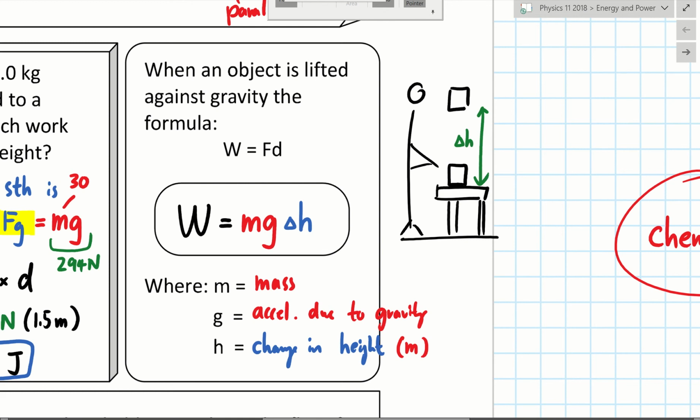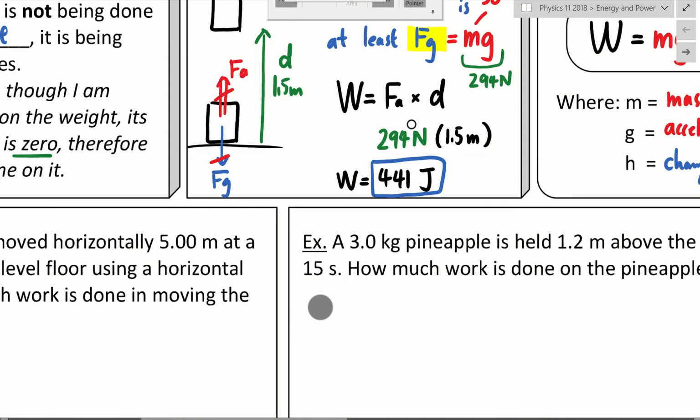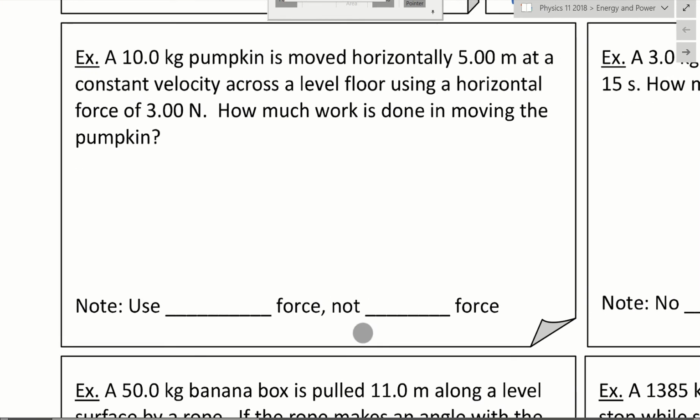Now, but sometimes you're not lifting up an object. Sometimes you're actually pushing an object. So when you're pushing an object, then you just find out the pushing force and the distance that the object traveled. So for example, in this next one, we are pushing a pumpkin. The pumpkin travels for 5 meters at constant velocity. Oh, remember in dynamics, right? Constant velocity means all the forces balance out. So no force is winning. There is a horizontal force of 3 Newtons. How much work is done pushing the pumpkin?